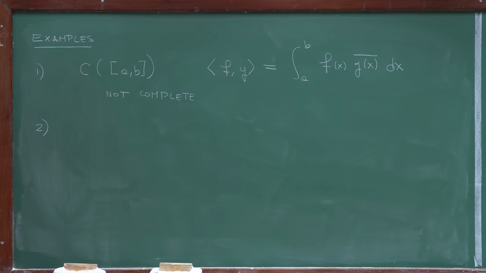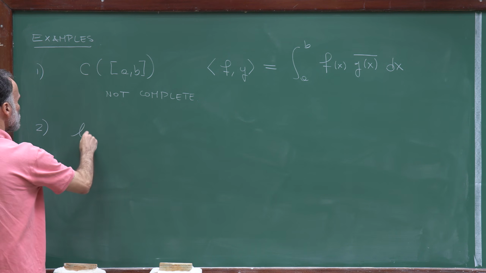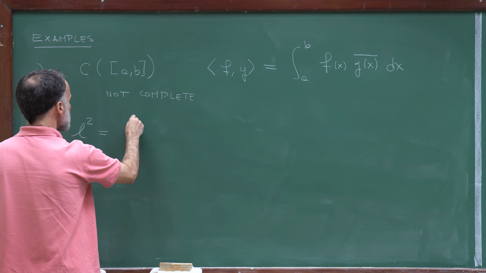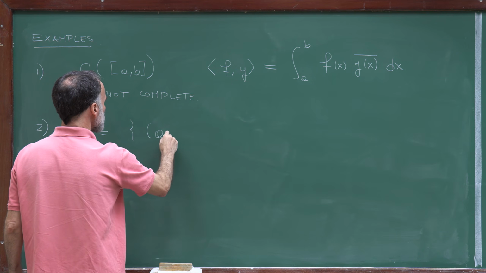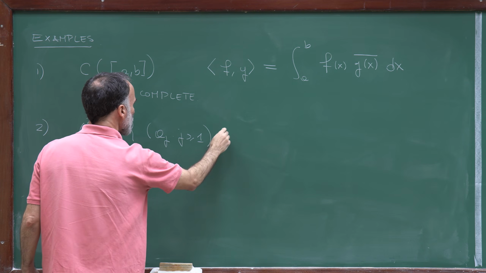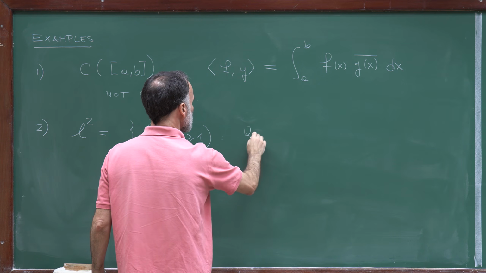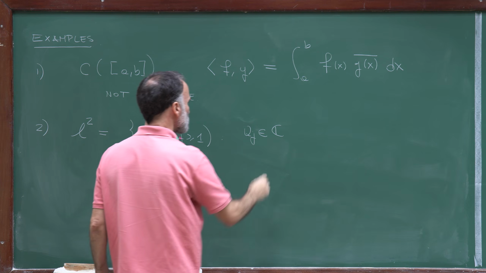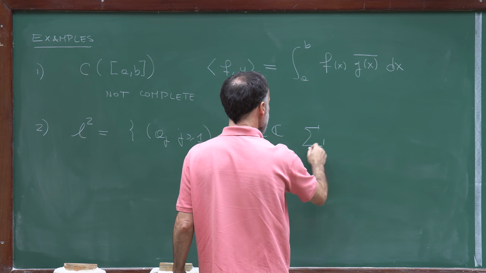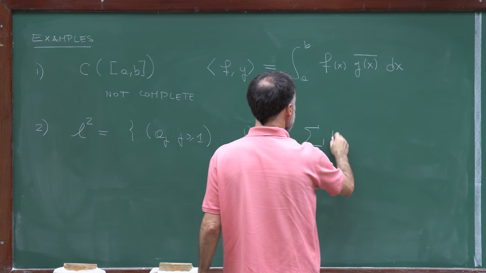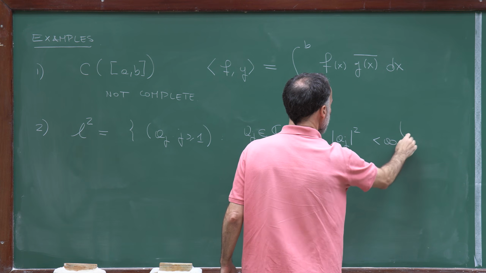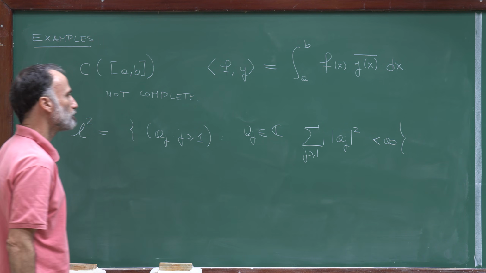I leave it to you as an exercise to show that this space is not complete. You have to find a Cauchy sequence which does not converge, and the problem is that this Cauchy sequence will converge to a function which is not continuous. Then my second example, we've seen it already: L2. L2 is the space of all sequences a_j, with j larger than or equal to 1, where a_j are elements of the complex plane, and you require that the sum of the squares of the absolute values is finite. So this is my space.